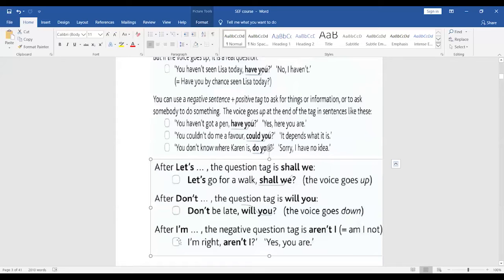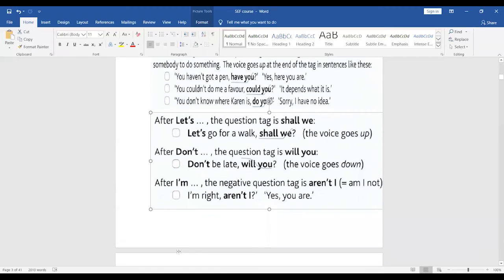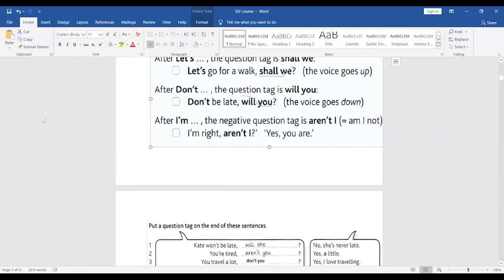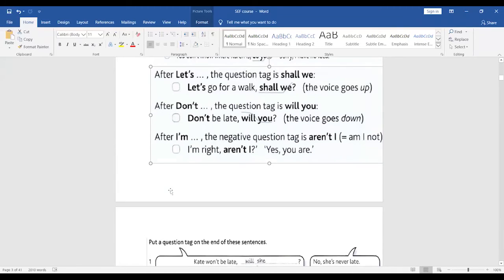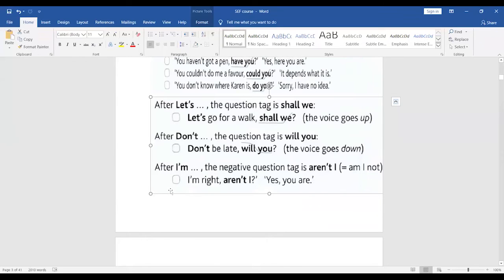After the word I am, the negative question tag is aren't I. Aren't I is am I not. It's the contracted form. Okay, so the statement is I'm right, aren't I? Yes, you are. So the aren't I here, if you see, is followed by the negative question tag. And these are ways which you could play around with the question tag.